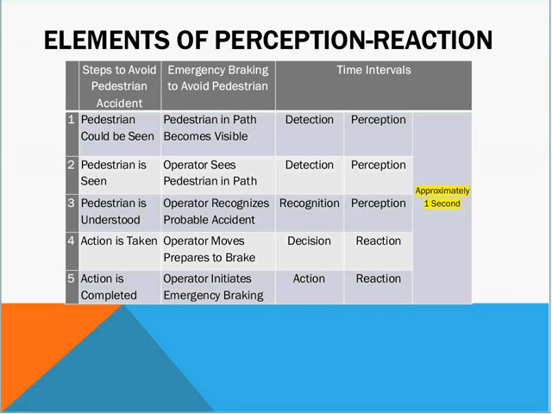There are a lot of elements that come into play between perceiving a dangerous situation and being able to take an action. And that time could take at least a second. And if a train is moving at 40 miles an hour, that 1 second is 60 feet. That's quite a distance. And in many cases, that's the length of one train car.